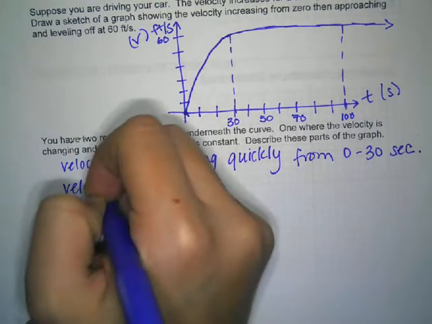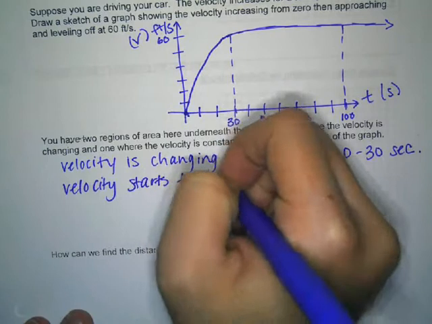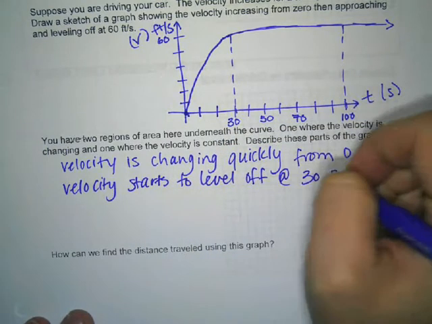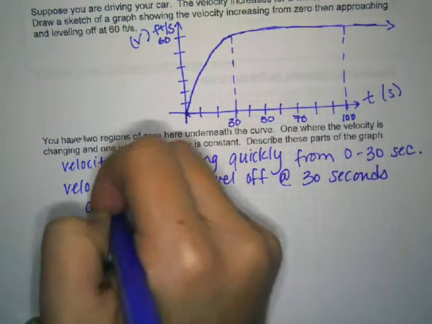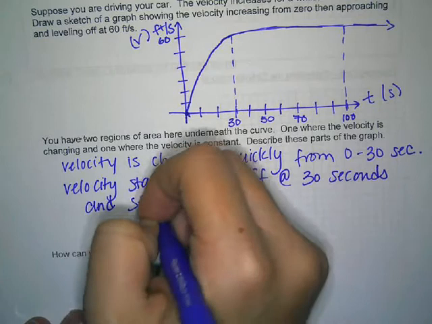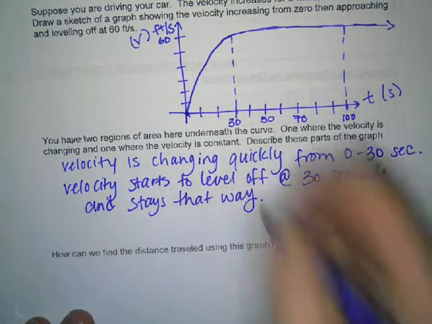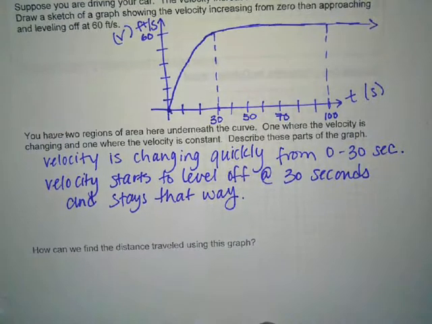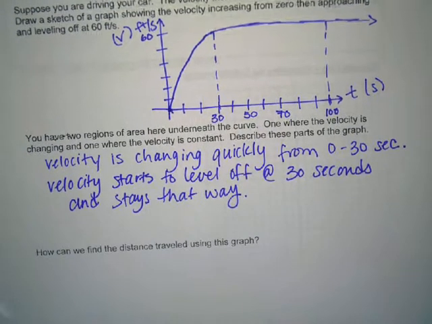The velocity starts to level off at 30 seconds and stays that way. And at some point, the car would run out of gas, so it would have to stop going 60 miles per hour. So we couldn't say that forever, but for the part of the graph we're looking at, it stays the same.